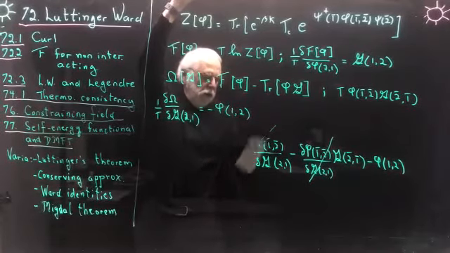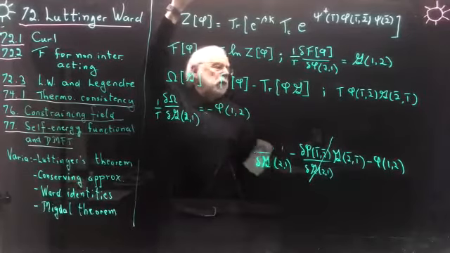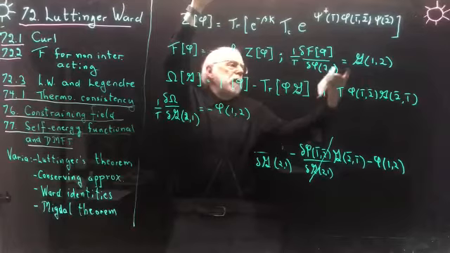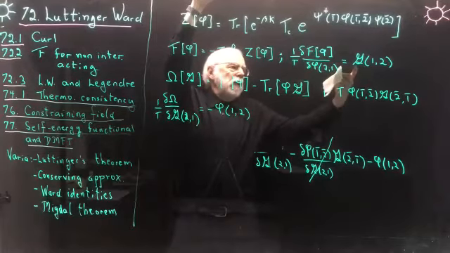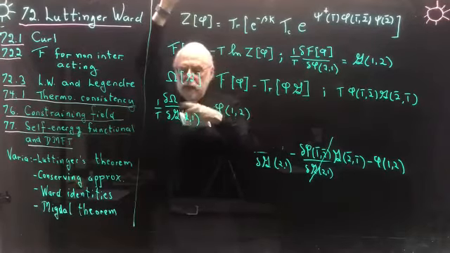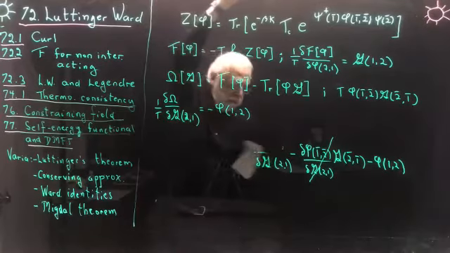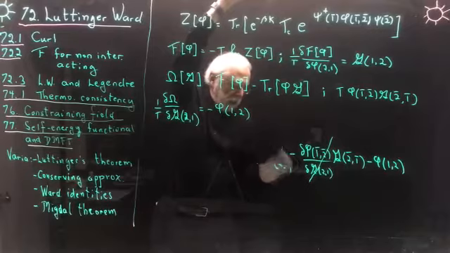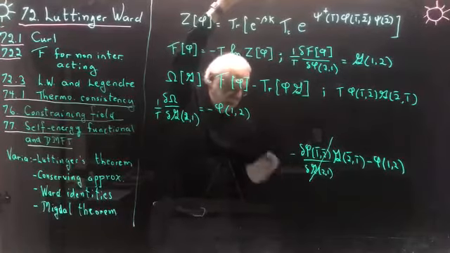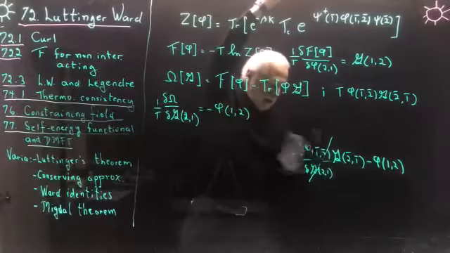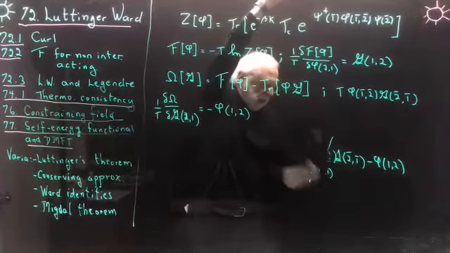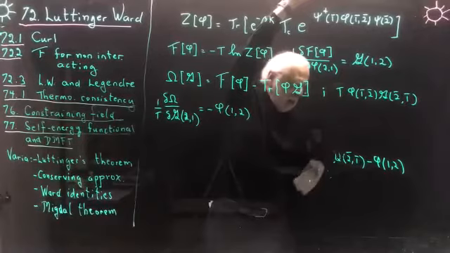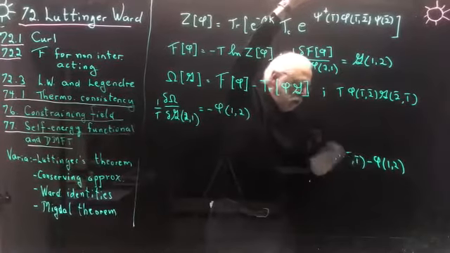So we have to remember this. When you do a Legendre transform like this, then here you had delta F, delta phi was G. So delta omega, delta G is minus phi, where these two are conjugate variables. Phi and G are conjugate variables. But I know what phi is equal to, right?